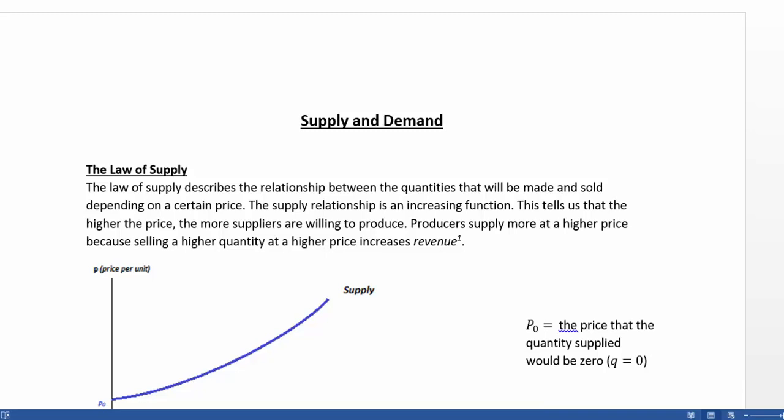Supply and demand. The idea of supply and demand is an economic model that determines how prices are set for a good in what's called the free market. So to understand supply and demand, we need to learn how we think about supply, what it means, how we think about demand, what that means, and how these interact. So we start with the law of supply.